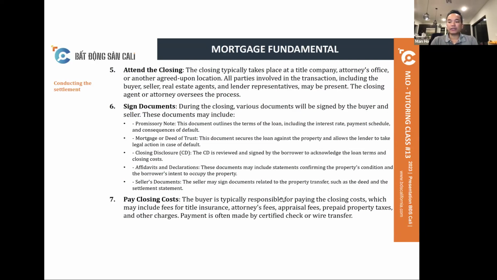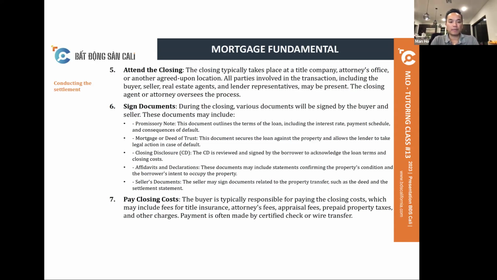Attend the closing. Like I said, in California usually we don't attend closing, but in any other state, you have to go to the attorney's office. You have to sign all the documents. All parties involved need to be there, including the buyer, seller, real estate agent, and lender representative. The closing agent or attorney oversees the entire process on the closing day, for many other states, but not for California. In California, we sign it up. We don't even see anybody.